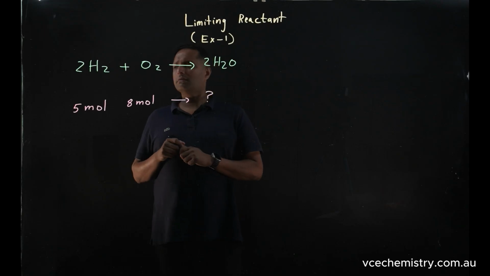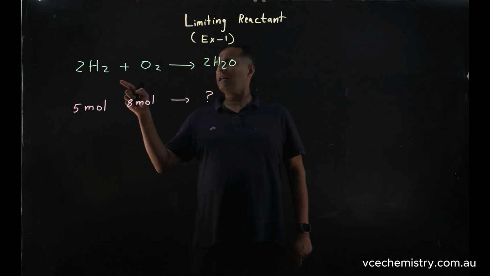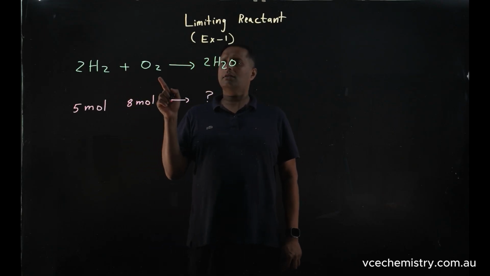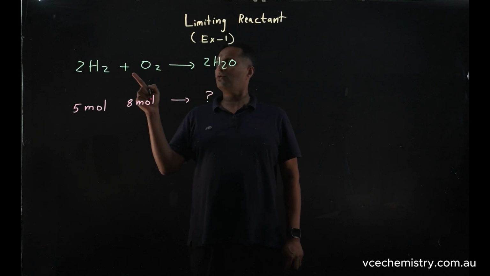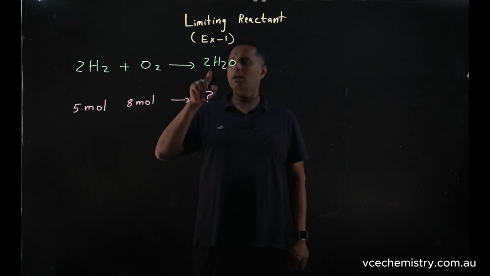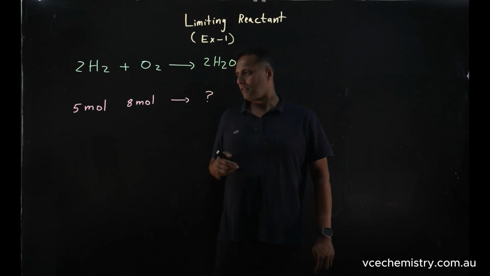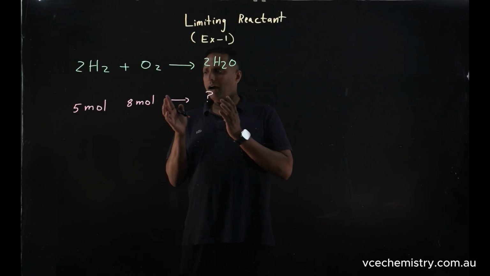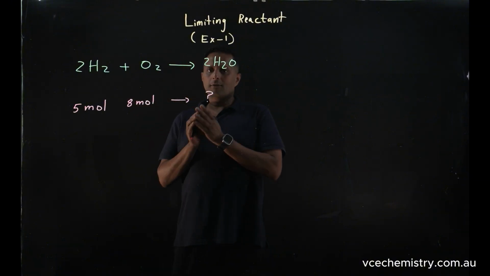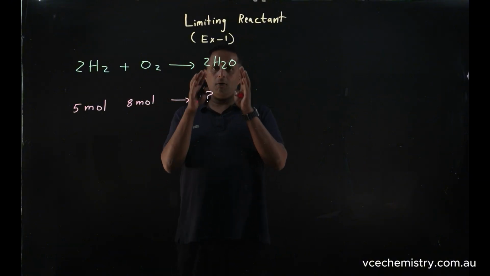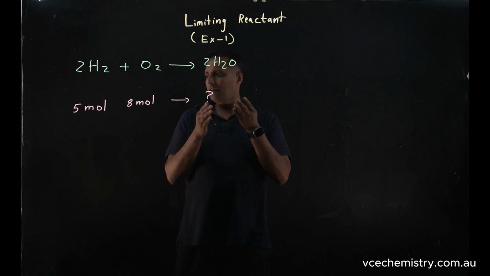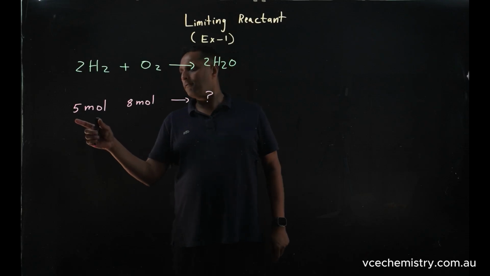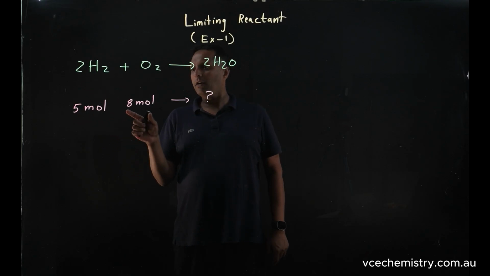Now this is a reaction where hydrogen reacts with oxygen in the molar ratio 2 to 1. 2 moles of hydrogen react with 1 mole of oxygen to produce 2 moles of water. Now they are asking us to find the number of moles of water that is going to be produced when you have 5 moles of hydrogen and 8 moles of oxygen.